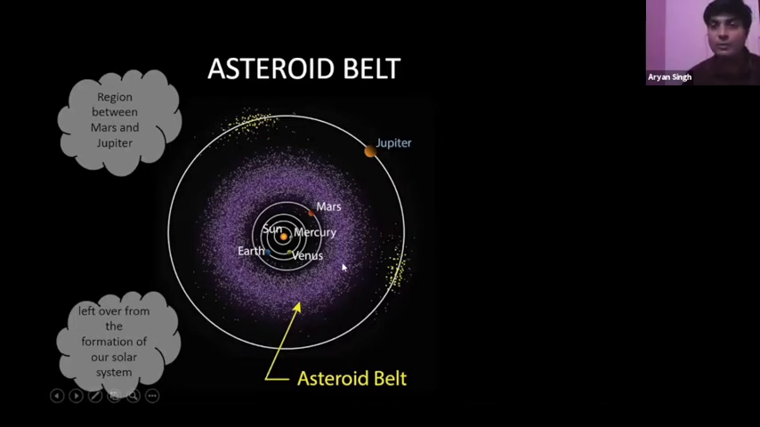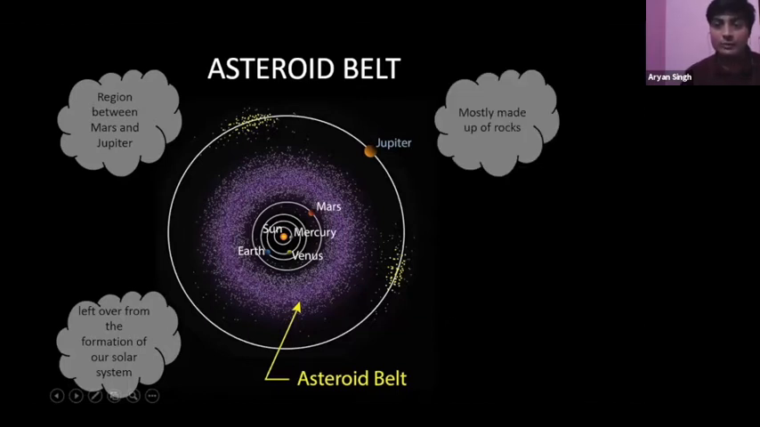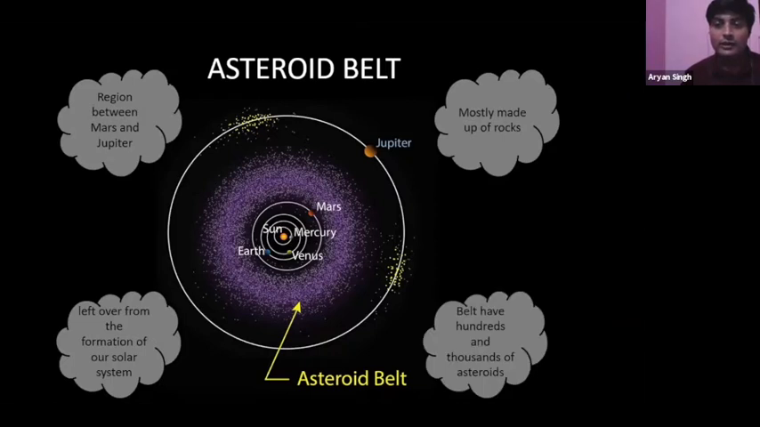So asteroids ko minor planets bhi kehte hain. क्योंकि हम ऐसा सोचते हैं कि these are chunks of a planet which was not formed, and that's why we say it is left over from the formation of the solar system. Okay, now mostly made up of rocks. I hope this is clear to everyone. Rocks, yeah. Okay, the belt has hundreds and thousands of asteroids. Like I said, you cannot count how many are there. So many asteroids in that region.